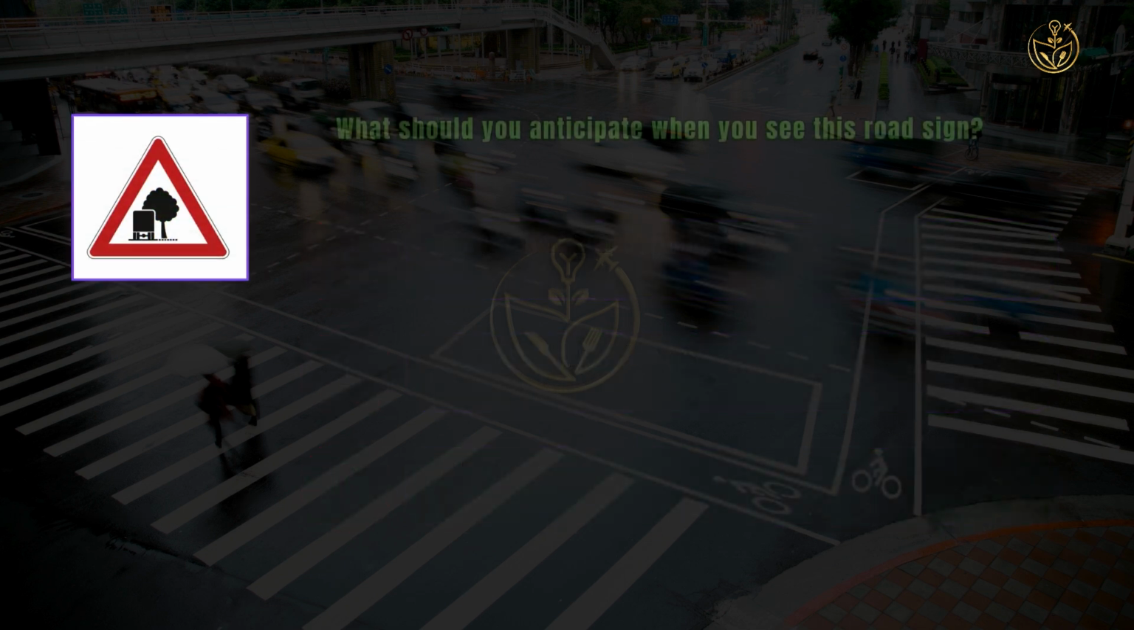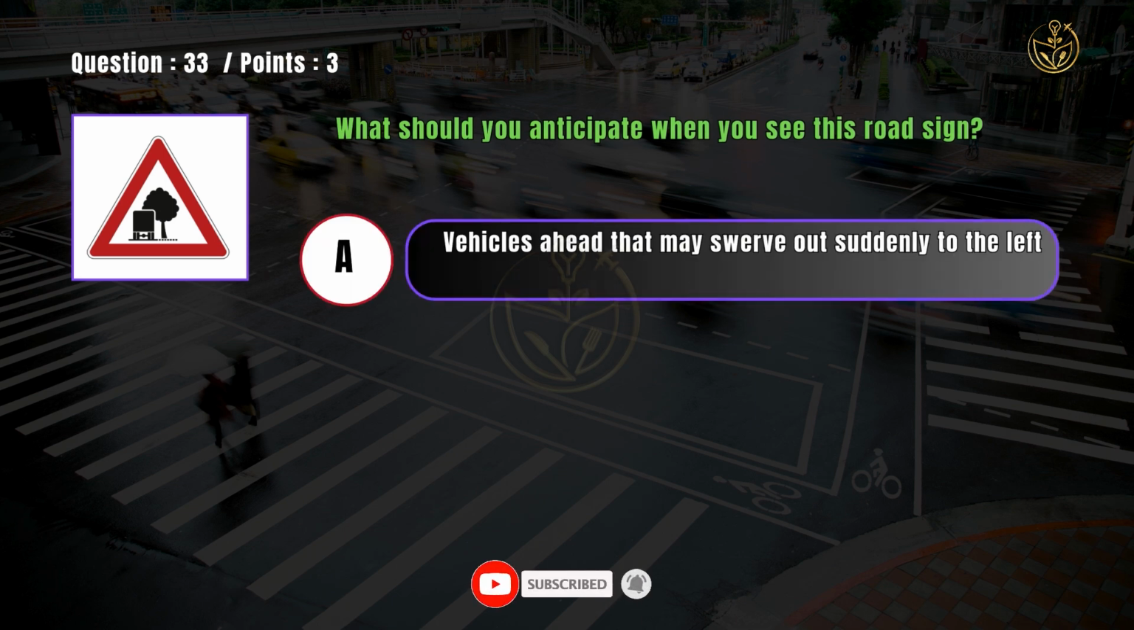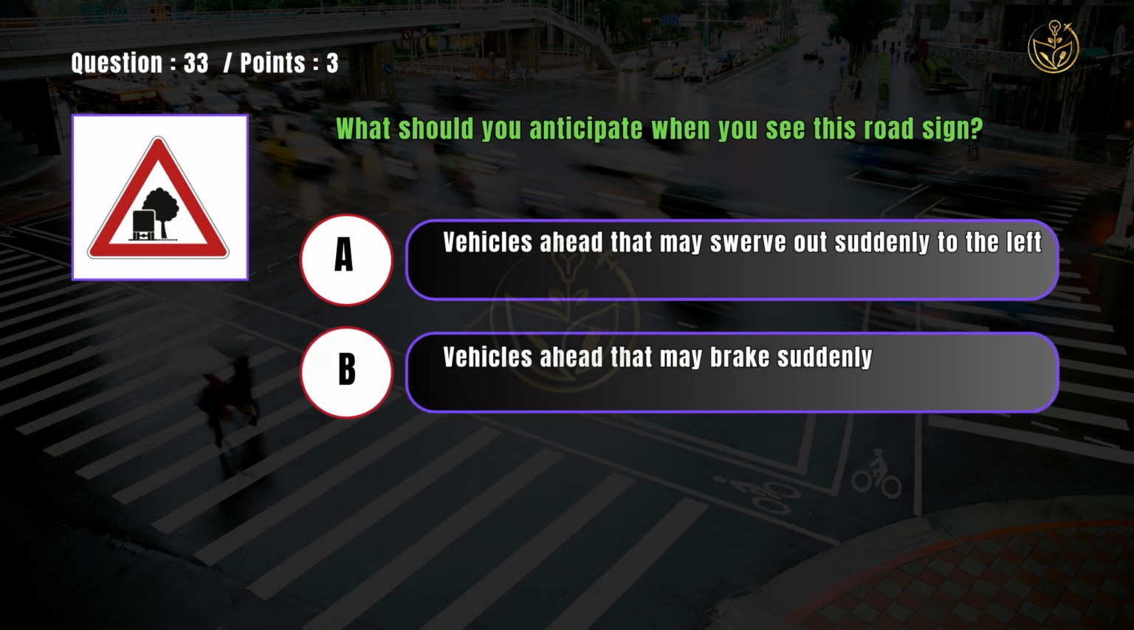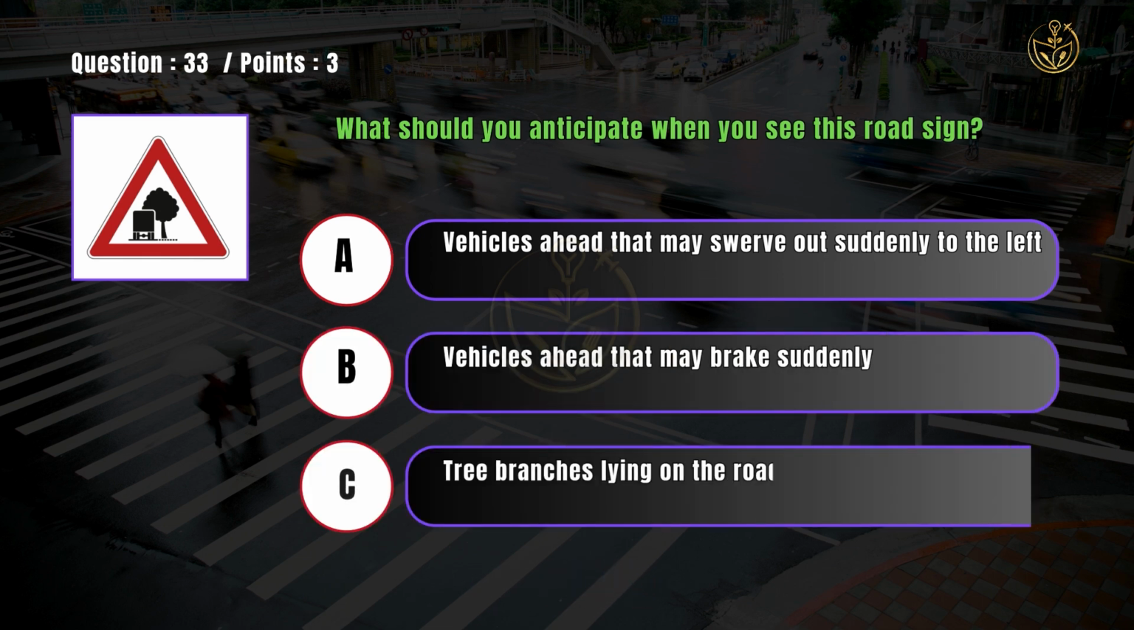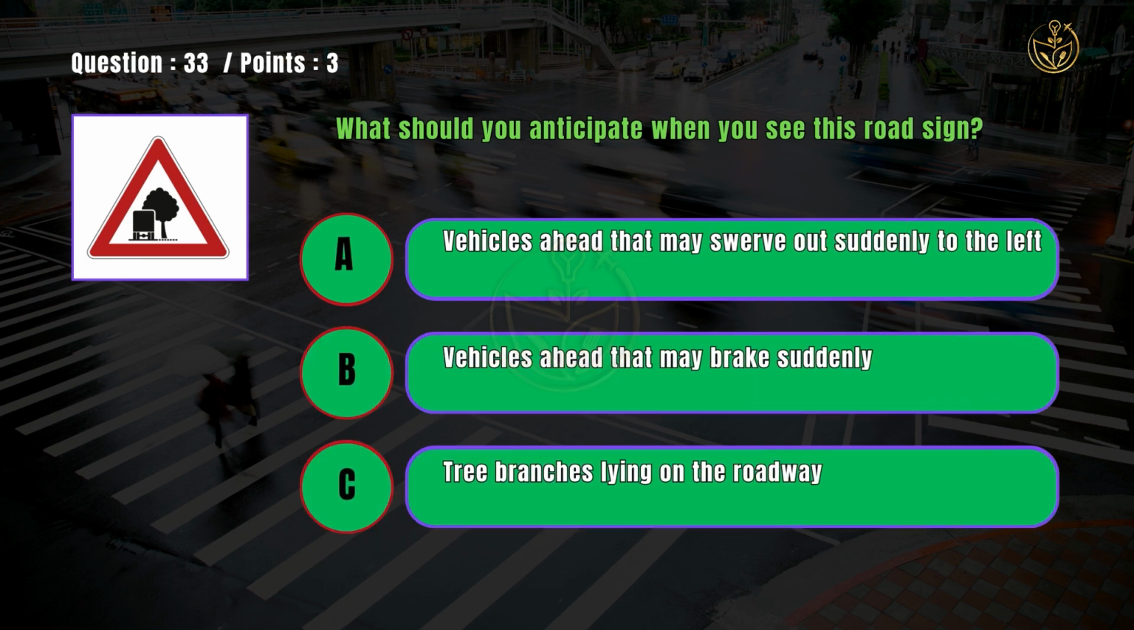What should you anticipate when you see this road sign? A. Vehicles ahead that may swerve out suddenly to the left. B. Vehicles ahead that may brake suddenly. C. Tree branches lying on the roadway. The correct answers are A, B, and C. This hazard warning sign alerts drivers to multiple risks, including swerving vehicles, sudden braking, and potential road debris.